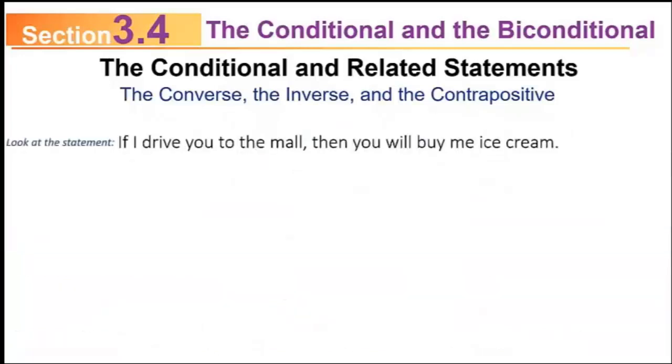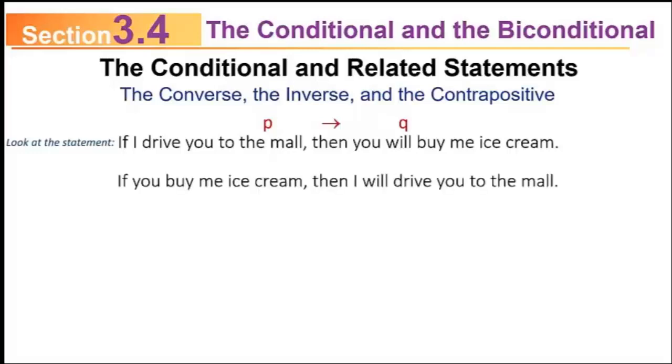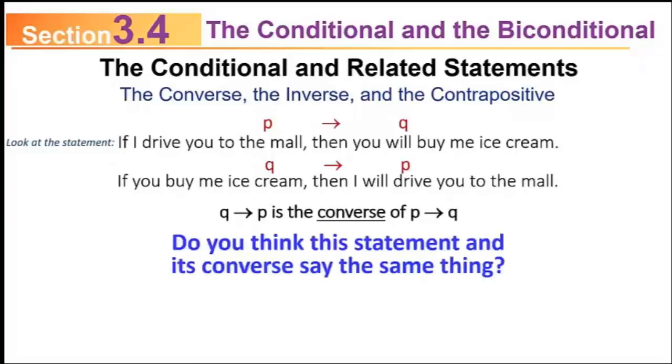Look at the statement, if I drive you to the mall, then you will buy me ice cream. I drive you to the mall is the P, you will buy me ice cream is the Q. This is a conditional of the form P implies Q. How about, if you buy me ice cream, then I will drive you to the mall. Notice that you switched the P and the Q. Q implies P, then, is the converse of the original statement, P implies Q. Do you think this statement and the converse say the same thing?